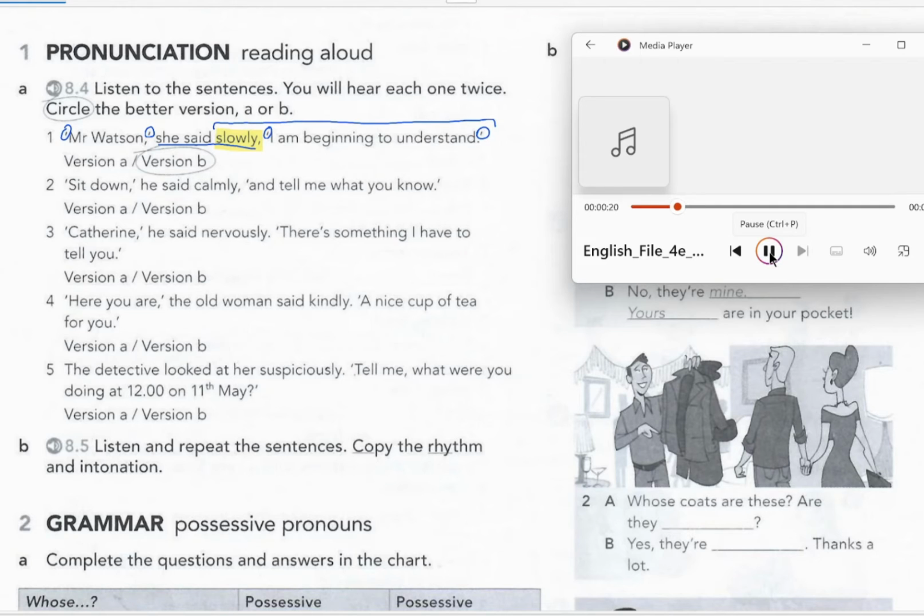Version B. Mr. Watson, she said slowly. I am beginning to understand.